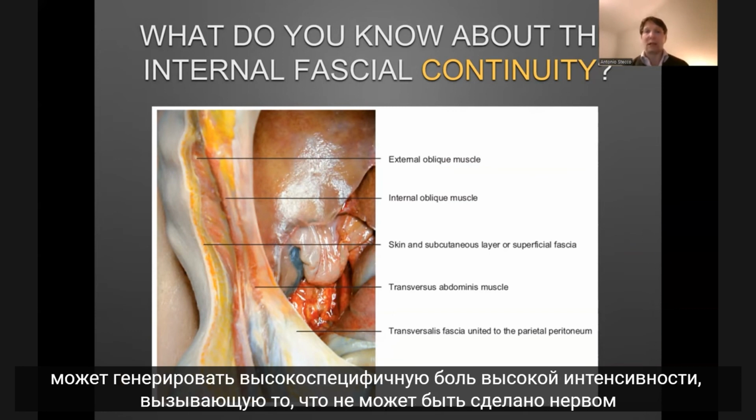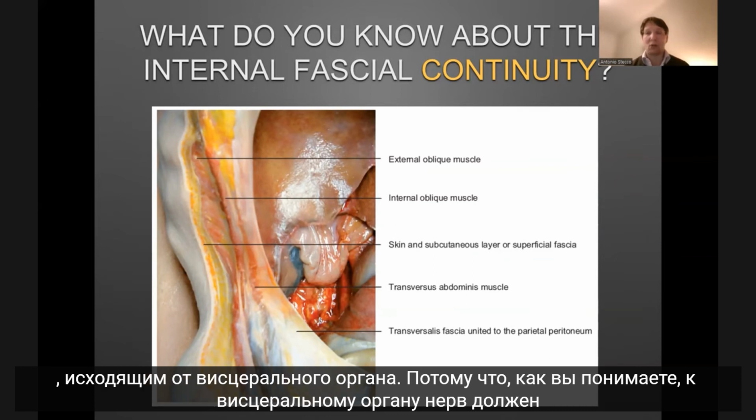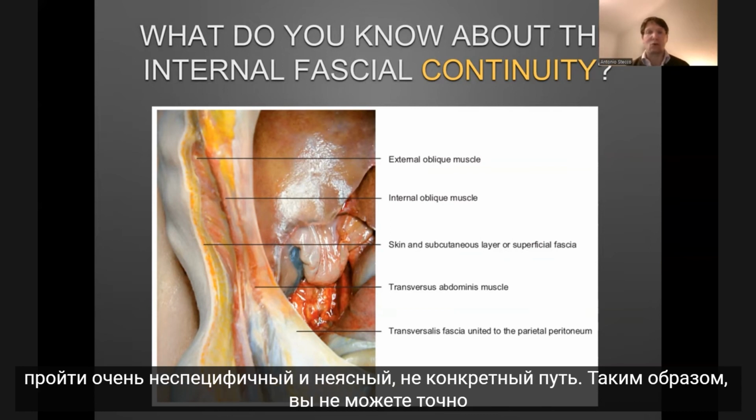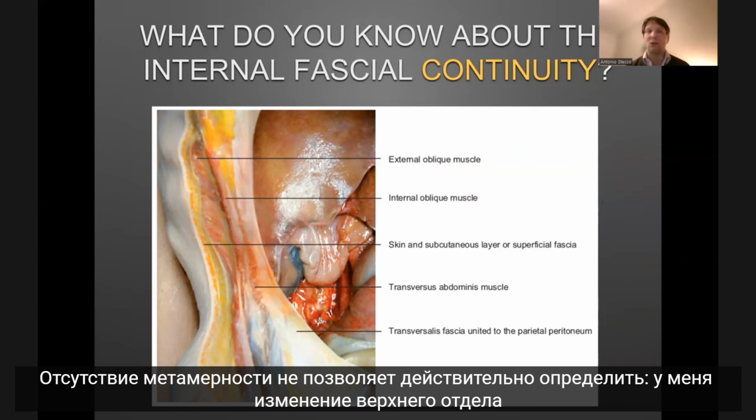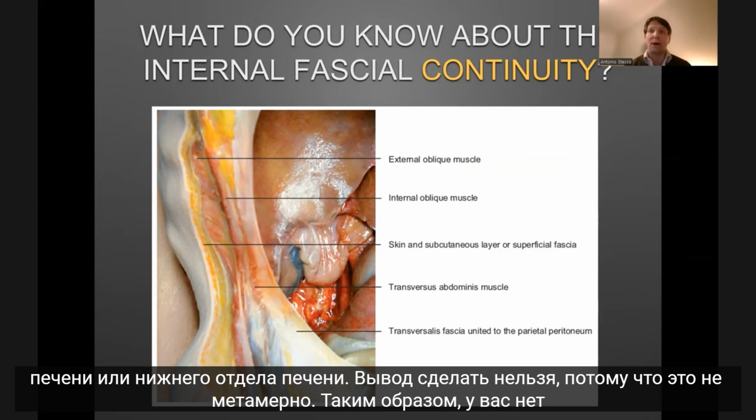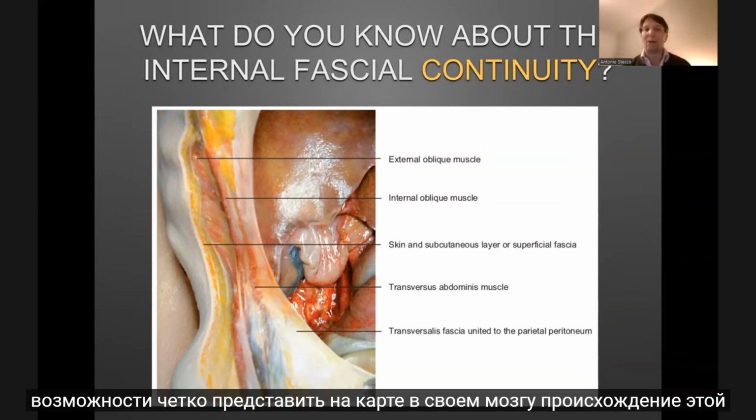This is why the parietal peritoneum can generate a high intensity, highly specific painful afference, something that cannot be done by the nerves that come from the visceral organ, because, as you can imagine, the nerves of the visceral organs have to go through a very particular, unclear, not specific path. So you cannot really define what is wrong in your abdominal organ because the innervation is not well organized. It's not metameric enough to allow you to define that, for example, you have an alteration of the upper lobule of the liver or the lower part of the liver. That cannot be done because it's not metameric. So you don't have the possibility to represent clearly in a map in your brain the origin of that afference.